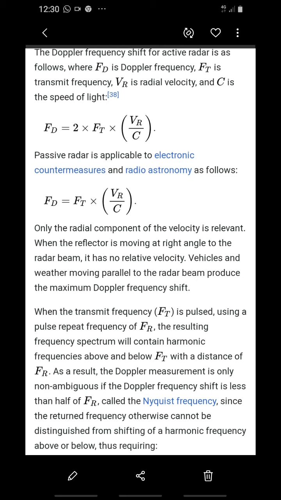Only the radial component of the velocity is relevant. When the reflector is moving at a right angle to the radar beam, it has no relative velocity. Vehicles and weather moving parallel to the radar beam produce the maximum Doppler frequency shift.